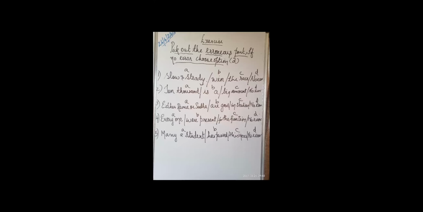So these are your 5 questions. Do it fast. Give me the option over the chat fast. Pick out the erroneous part. If no error, choose option D. What is the error? We are doing it all these days. It's not a big deal. Based on these 7 rules, I have put the questions. Do it fast.